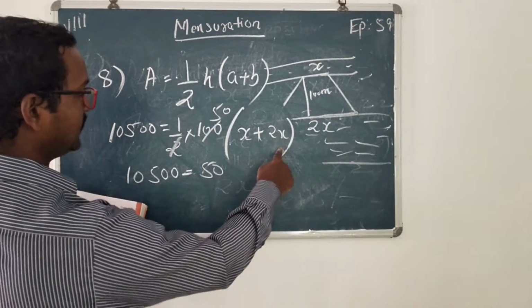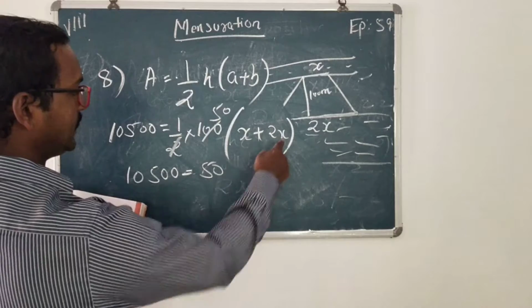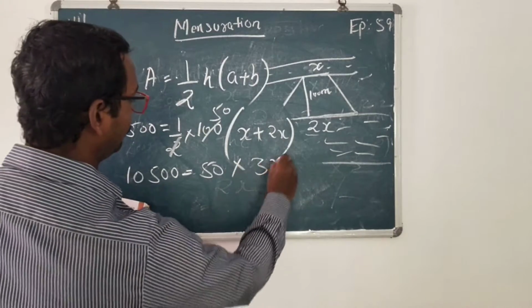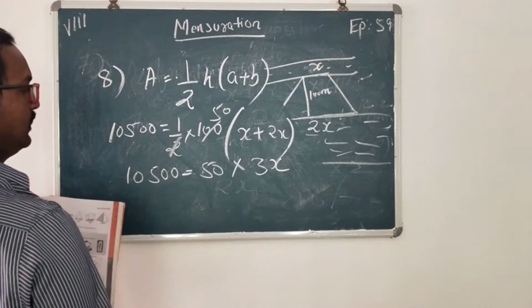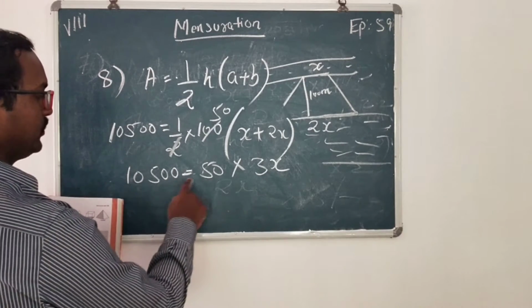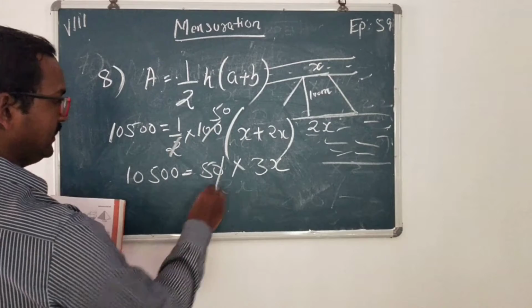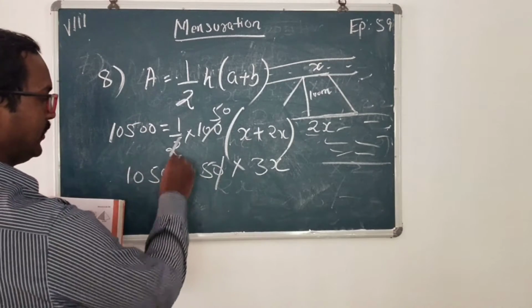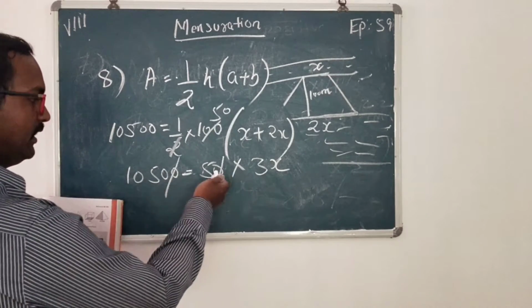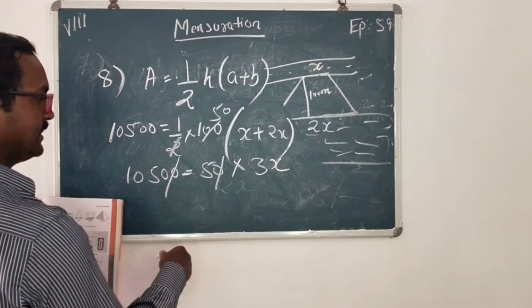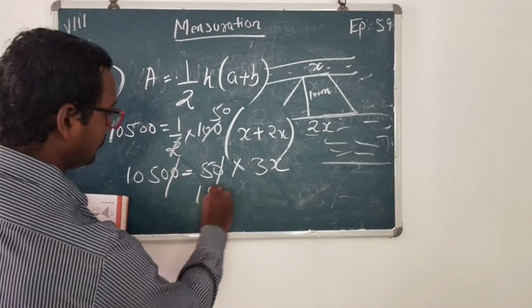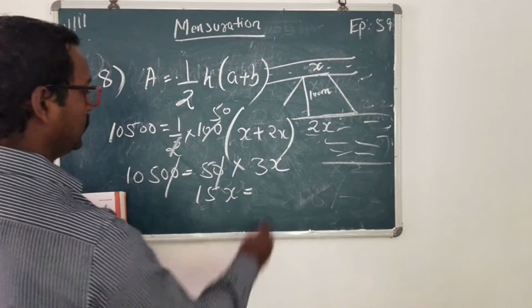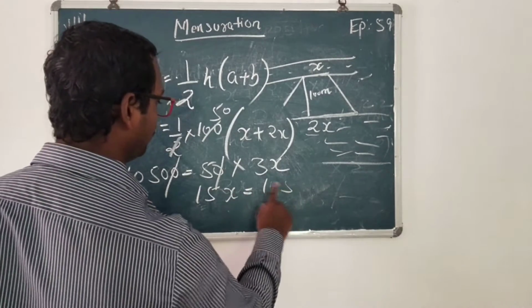Let us solve the variables in the bracket. x plus 2x is 3x. So what we are getting is 10500 is equal to 50 into 3x. We can cancel this 0 and this 0, because anyway this will come in the denominator, so we can cancel it. Now 5 into 3 is 15x. 15x is equal to 10500.